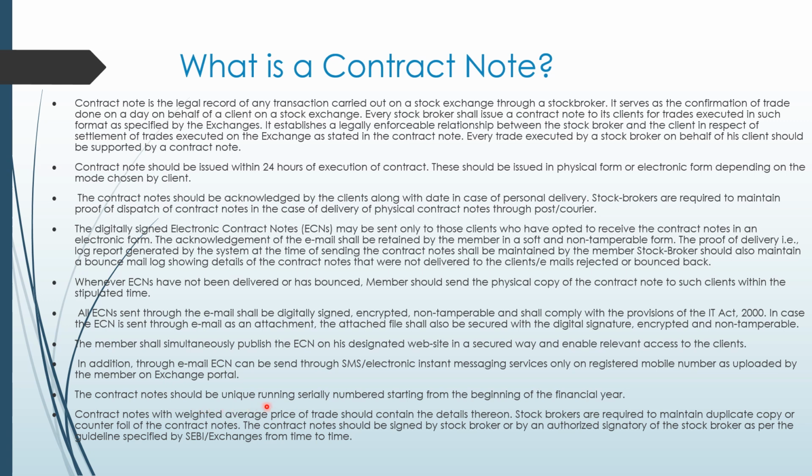The contract note should be unique, running serially numbered starting from the beginning of the financial year. Contract notes with weighted average price of the trade should contain the details thereon. Stockbrokers are required to maintain a duplicate copy or counter foil of the contract notes. The contract note should be signed by the stockbroker or by an authorized signatory of the stockbroker as per the guidelines specified by SEBI or exchanges from time to time.